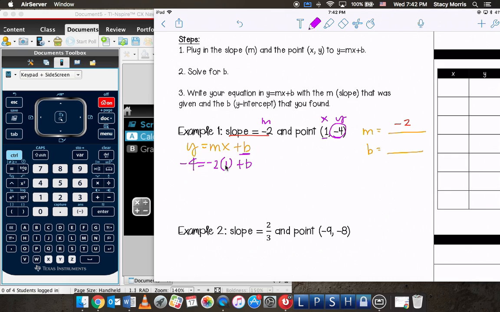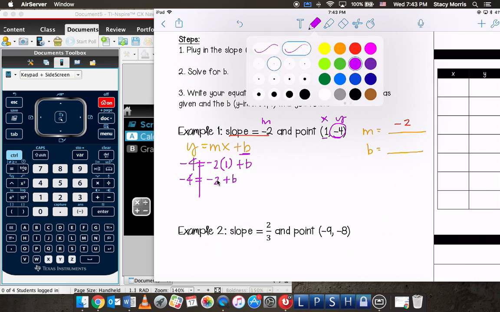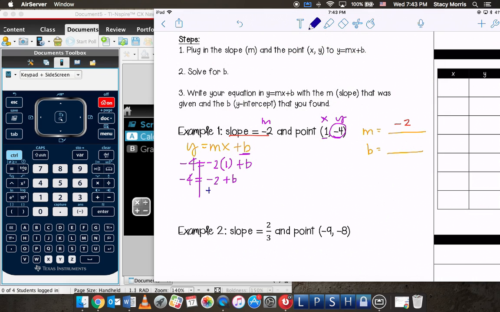To solve, I first multiply right here. If you need to draw the line through the equal sign, please do that. I have -4 left on the left side, nothing changed over there. -2 times 1 is -2, plus b. The last step, to get b by itself, is I need this -2 to go to the other side, so I do the opposite operation. The opposite of -2 is to add 2. If I add 2 to one side, I have to add 2 to the other side. So -4 plus 2 is -2 equals b. Now I have a y-intercept of -2. So I solved for b.